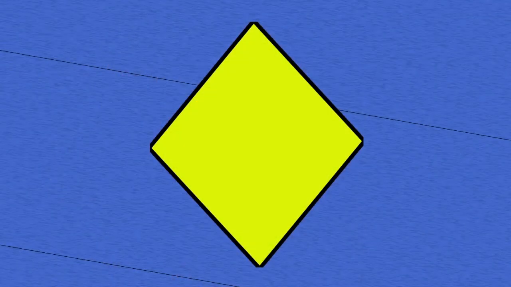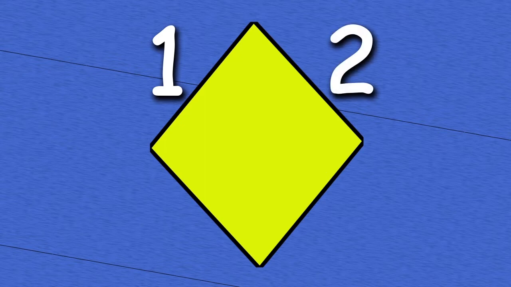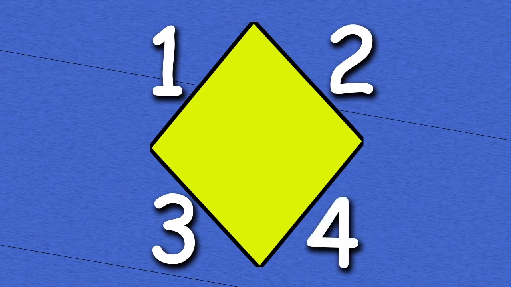Let's count the sides on the diamond. That's a great idea. Let's count the sides on the diamond. Okay, let's look. Here we go. 1, 2, 3, 4. There are 4 sides on the diamond.